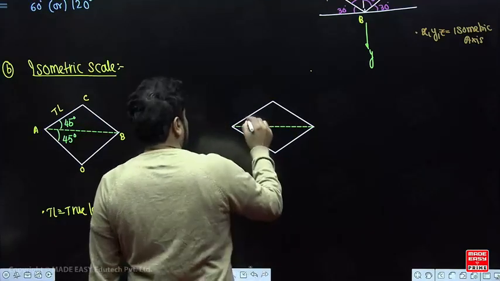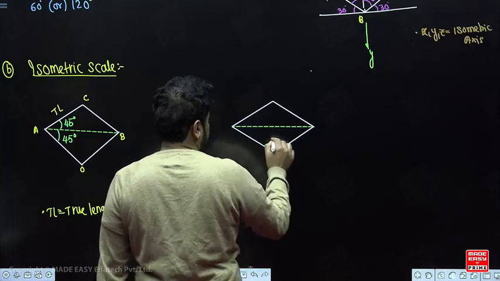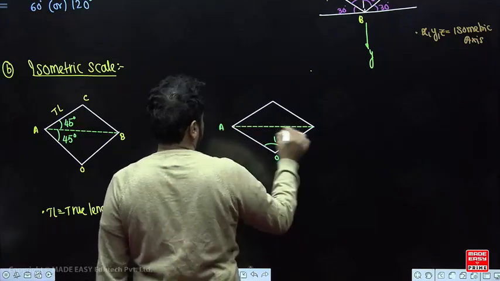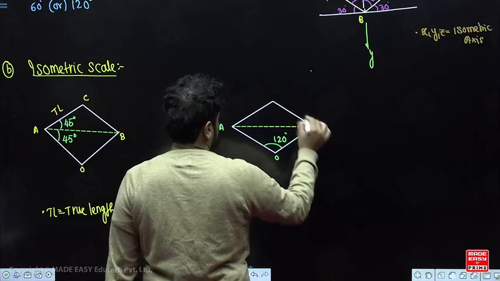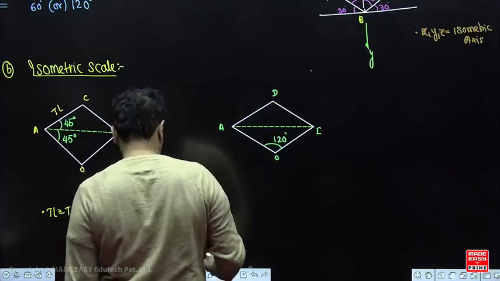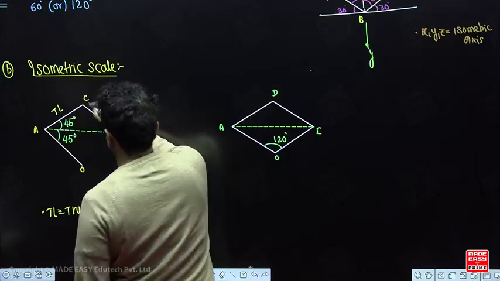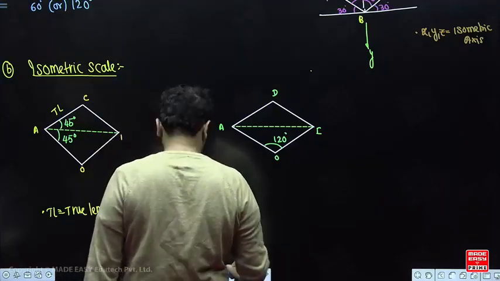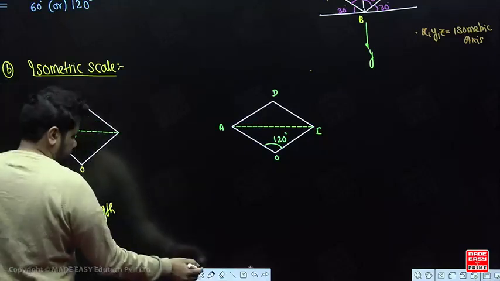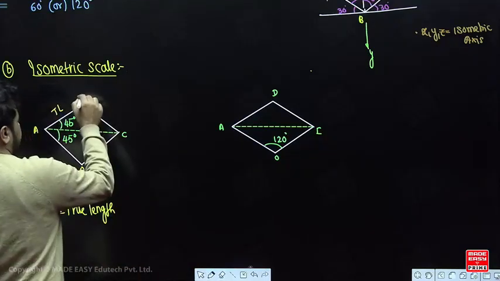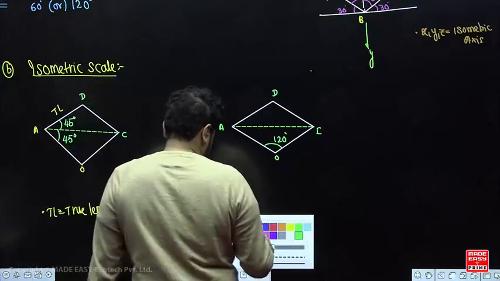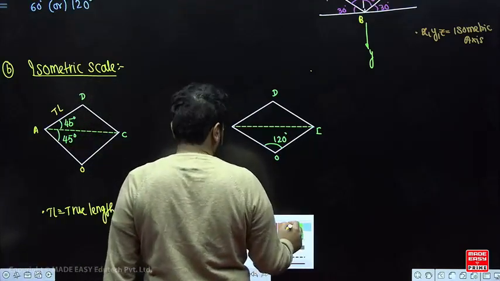Correct. Now this angle is becoming 120 degree. O, A, C and D. Oh sorry, it was C. ये हमने C ले रखा है, ये D है ना, क्योंकि B तो नीचे. Now this length is how much?